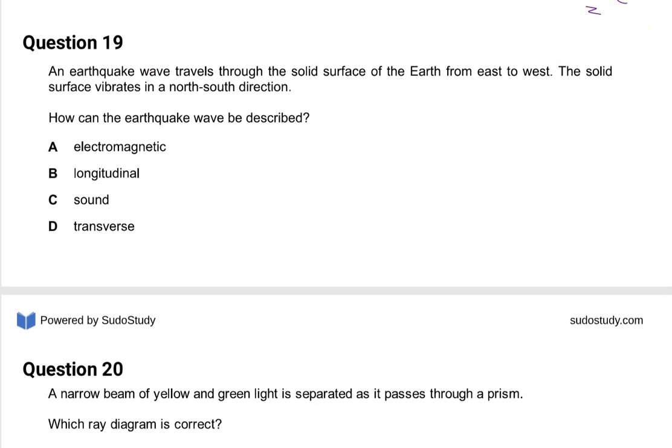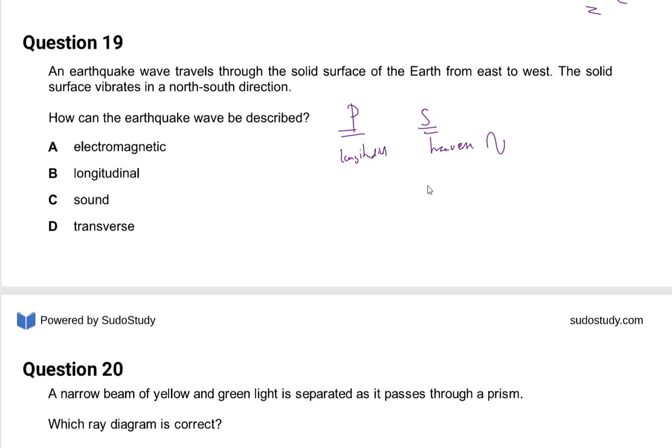Question 19, earthquake. Amazing question. Now, if you remember, there are 2 types of earthquake waves. You got the P wave and you got the S wave. Now, P wave is a longitudinal wave. S wave is a transverse wave. Now, how do we know which one's which? Transverse wave goes up and down, like an S, so that's how you can remember it.